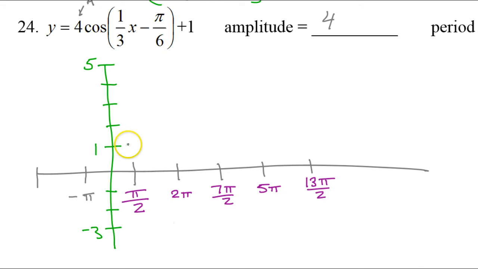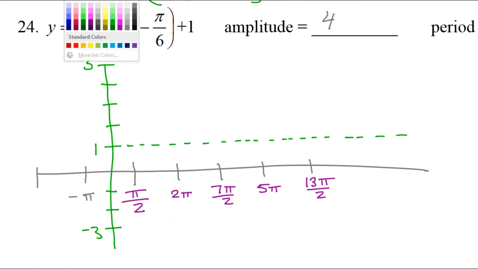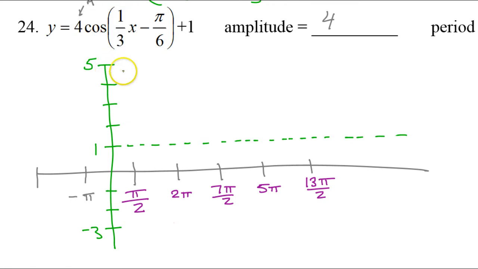Right here at 1, this is the new midline because of the vertical shift. I'm going to go ahead and put a dotted line right here, representing the midline. That is mandatory. Now I'm also going to do something optional. At my A value, I'm going to put this yellow line very lightly to represent my A value. This is going to help me with my graphing. Okay, now I am ready.